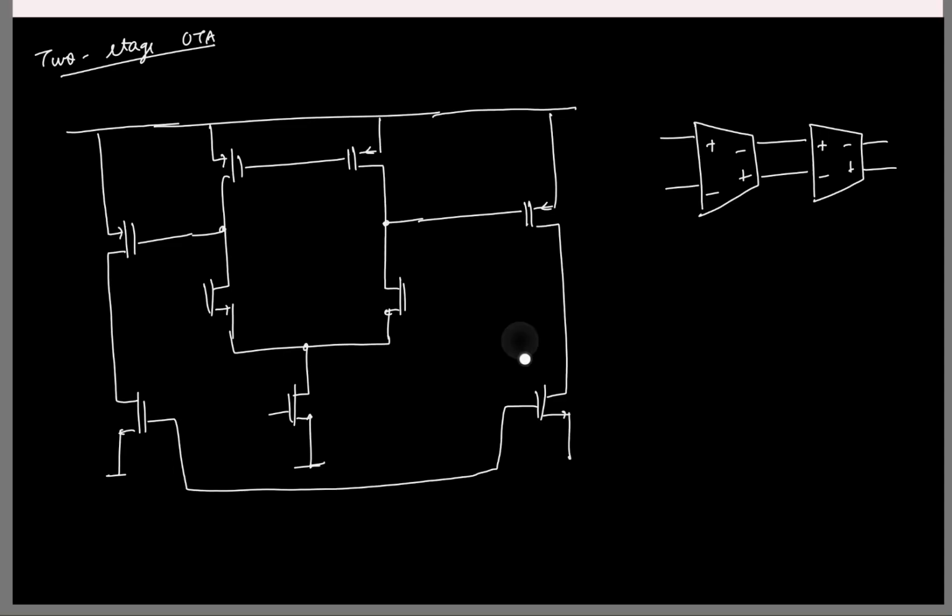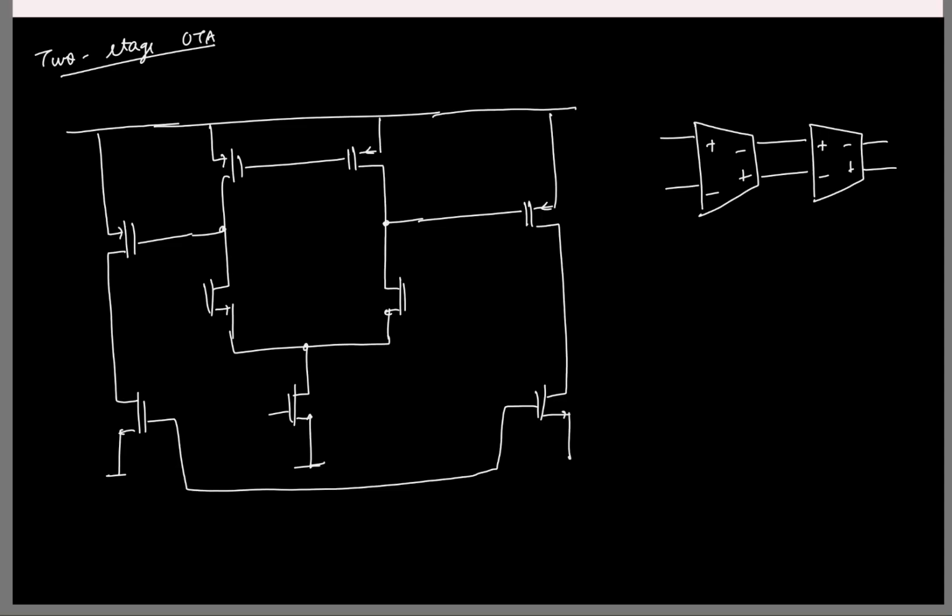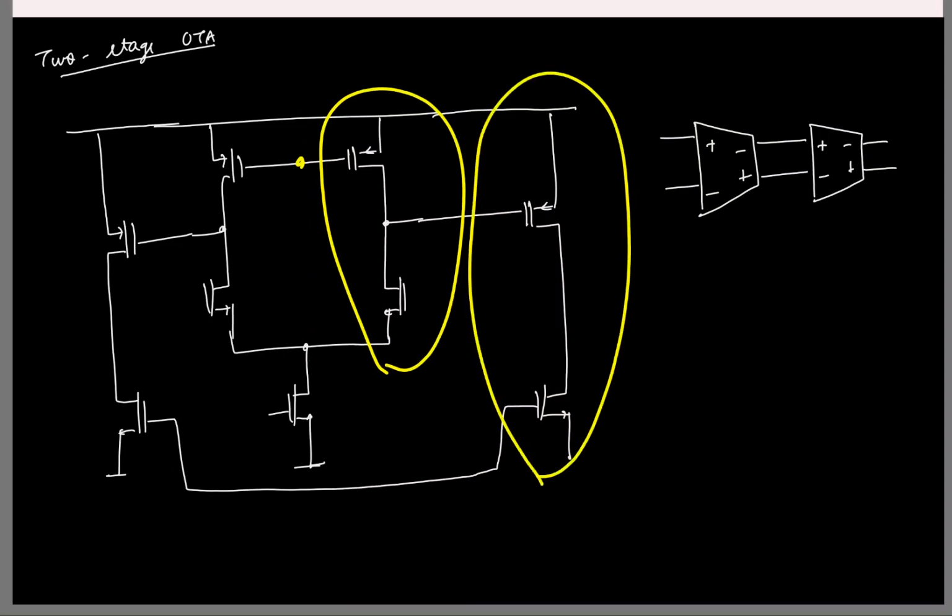So let's quickly draw the differential mode half circuit. So the first stage, again, all these node voltages are 0 in the differential mode. So the first stage is a simple common source, and the second stage is also another common source. So we have something like this. This is the first stage, and the second stage. That's all.